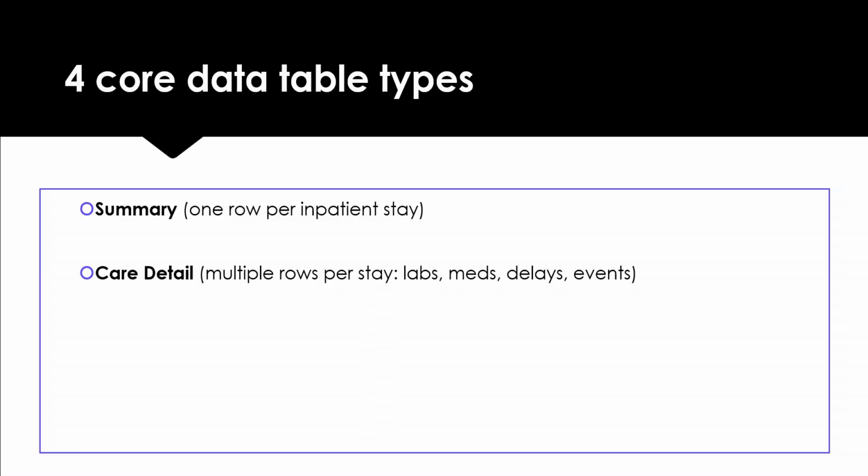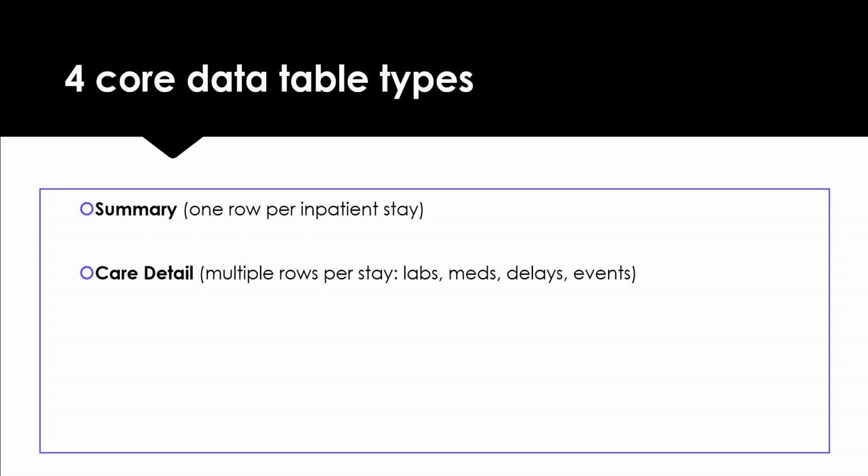After that, I have a type of table called care detail. This is where I've got multiple rows per encounter, multiple pieces per claim, multiple pieces per X, Y, and Z. These are things like meds, labs, delays, events. This is where you get into the nuanced nitty-gritty of what happened during the summary record, right?